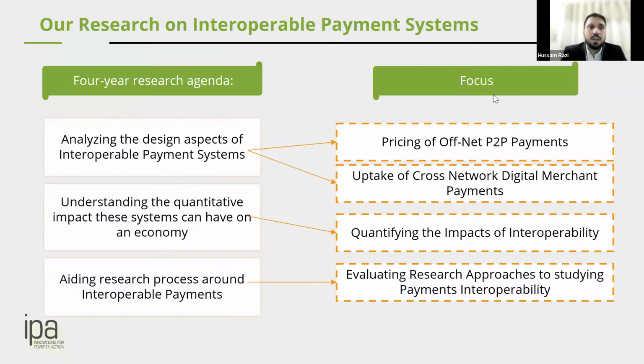in the United States. Our research on interoperable payment systems is a 4-year research agenda where we try to analyze the design aspects of interoperable payment systems, understand the quantitative impact these systems can have on an economy, and we try to aid the research process around interoperable payments. On the design aspects of interoperable payment systems, we are particularly focusing on the pricing of off-net P2P payments and the uptake of cross-network digital merchant payments, two elements which are considered impediments or at the same time catalysts that can drive usage of digital financial services.